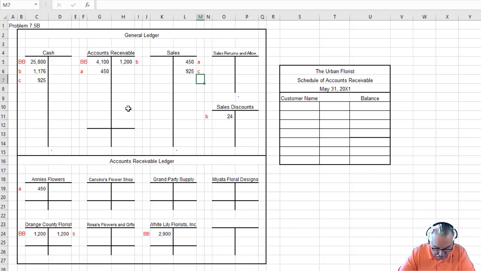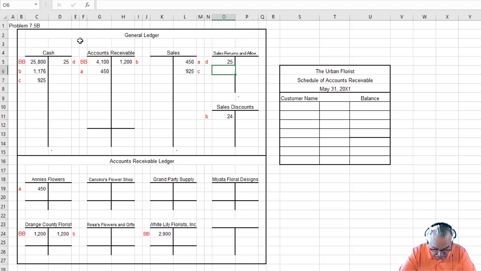Then that cash customer came back and returned something for $25. We gave them a $25 refund for a return. So there is a debit to sales returns and a credit to cash. We actually gave them money back for something they didn't want, or maybe it was damaged, or something about it they didn't like, and so they brought it back.